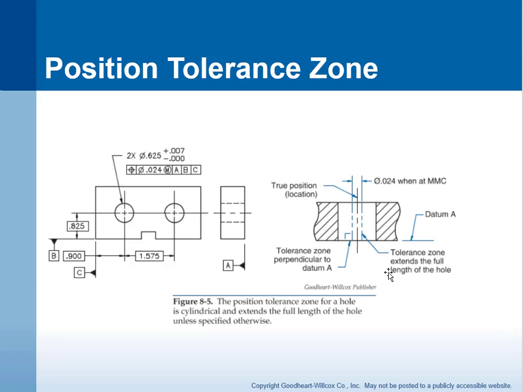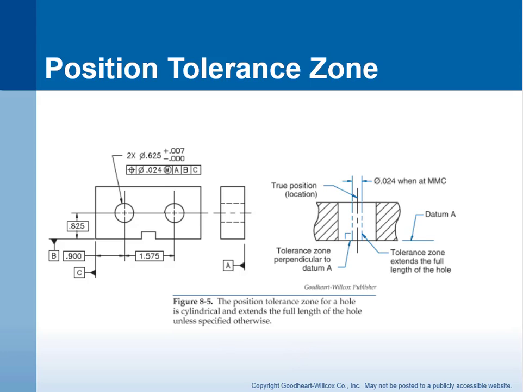That means I have a 24 thousandths diameter tolerance zone centered about the true location. The true location is defined by these dimensions here, these basic dimensions, and then we have a 24 thousandth zone around all of that. And the tolerance zone is going to be perpendicular to datum A.